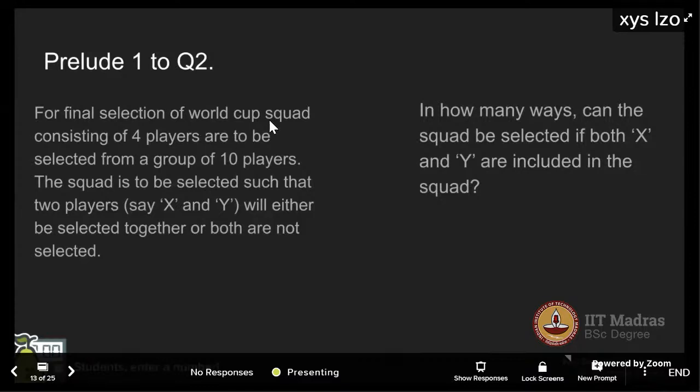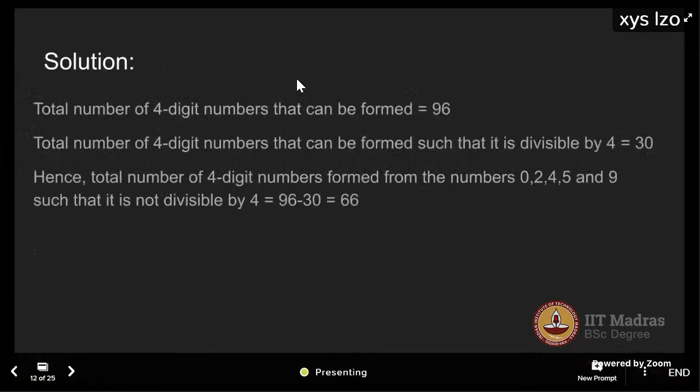Okay, so we are selecting the World Cup squad, which consists of only 4. Sir, can you please show the solution? How did we get 96, sir?